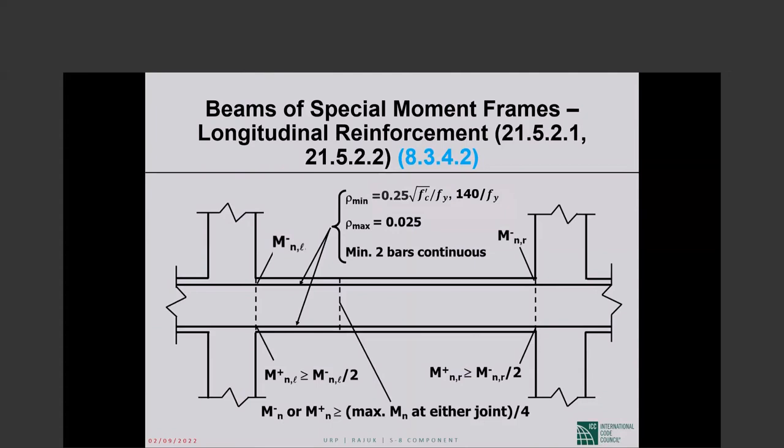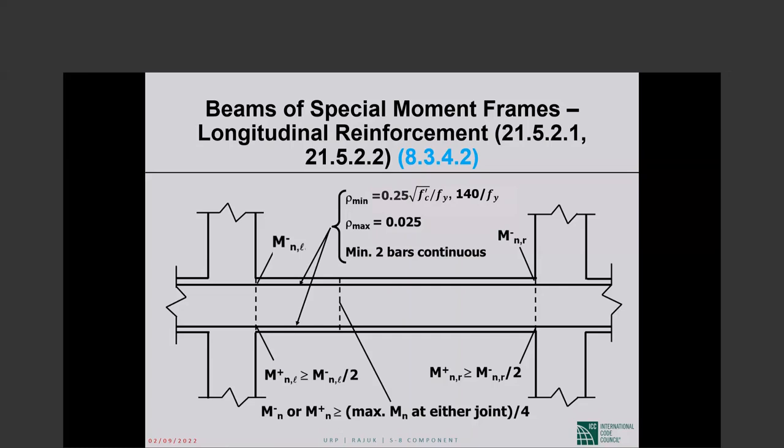Longitudinal reinforcement in a special moment frame beam. A number of significant requirements. Minimum 2 bars continuous top and bottom. The maximum percentage of reinforcement, top as well as bottom, is 2.5%. This is 3/4 of rho balanced or its equivalent in the main body of the code. The net tensile strain shall not be any lower than 0.004.